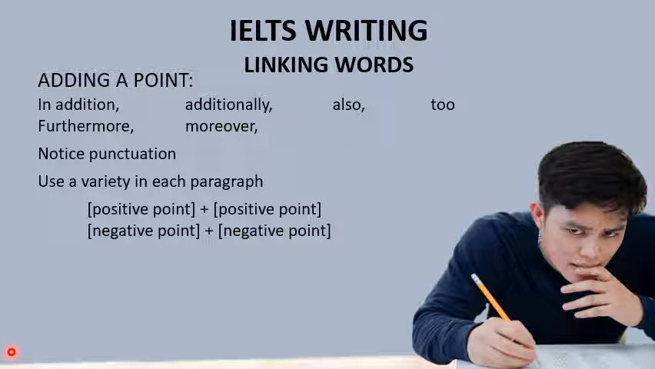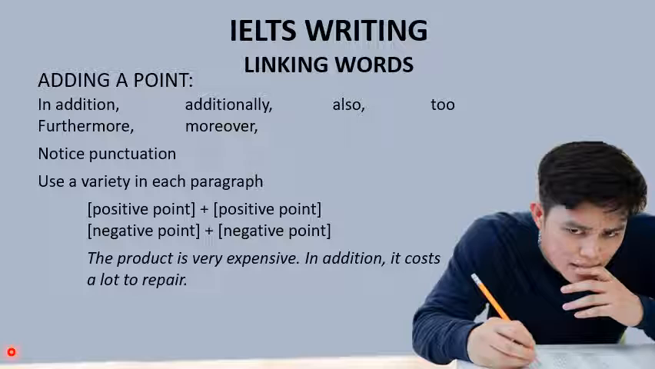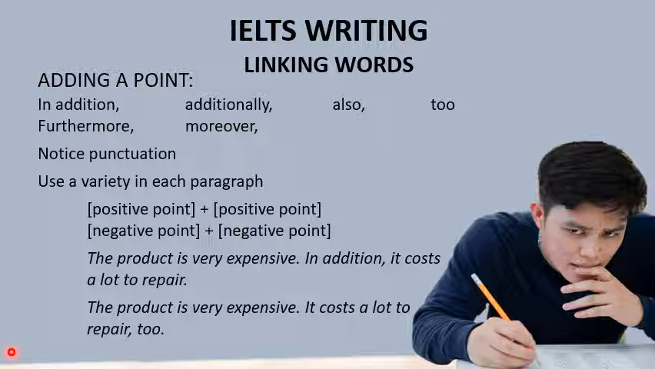Here's an example. The product is very expensive. In addition, it costs a lot to repair. Or, the product is very expensive. It costs a lot to repair too. These are two negative ideas, one after another. So in between them we have "in addition" in the first example, or we can have "too" at the end after a comma in the second example.